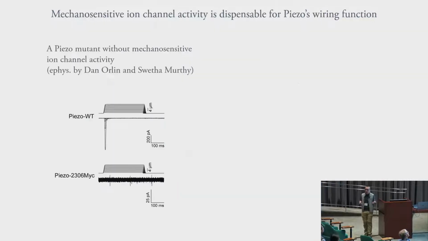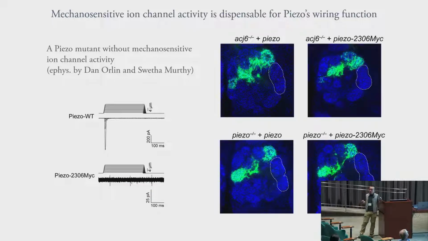Now, the intriguing question is whether Piezo does this through its canonical known function as a mechanosensitive ion channel. So we tested this by generating a mutant based on previous structure-function studies. If we express wild-type Piezo in cells and poke the cell, we can see a current. And in this mutant, it's completely silent. When we put this mutant Piezo back into flies, we found that it can rescue the phenotype in both the Piezo mutant and the Acj6 mutant completely, no difference from wild-type Piezo, providing probably the first observation that this molecule can do something independently of being a mechanosensitive ion channel.